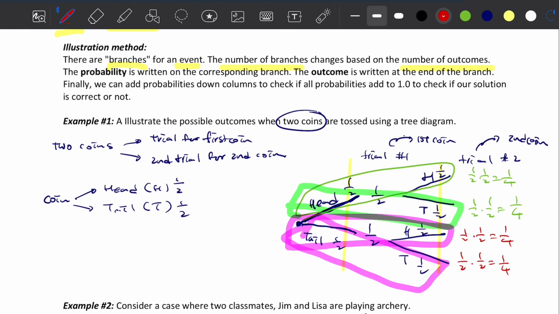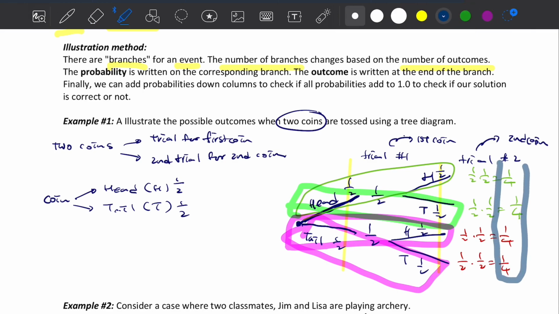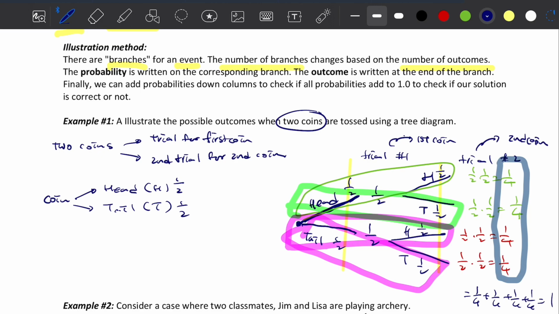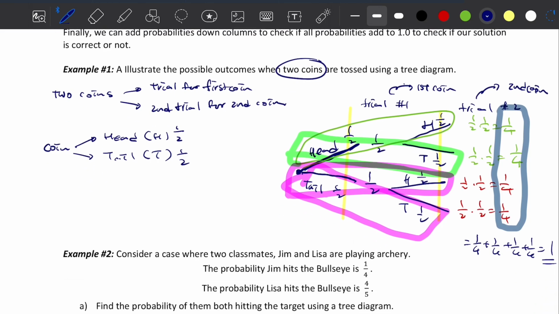After you have found the probability for each case, you can add all of them down the column to check whether they add up to 1. So in this case, we have 1/4 plus 1/4 plus 1/4 plus 1/4, and it adds up to 1. So this tree diagram works. Okay, that's how you illustrate the tree diagram. Now let's apply this to an actual example.